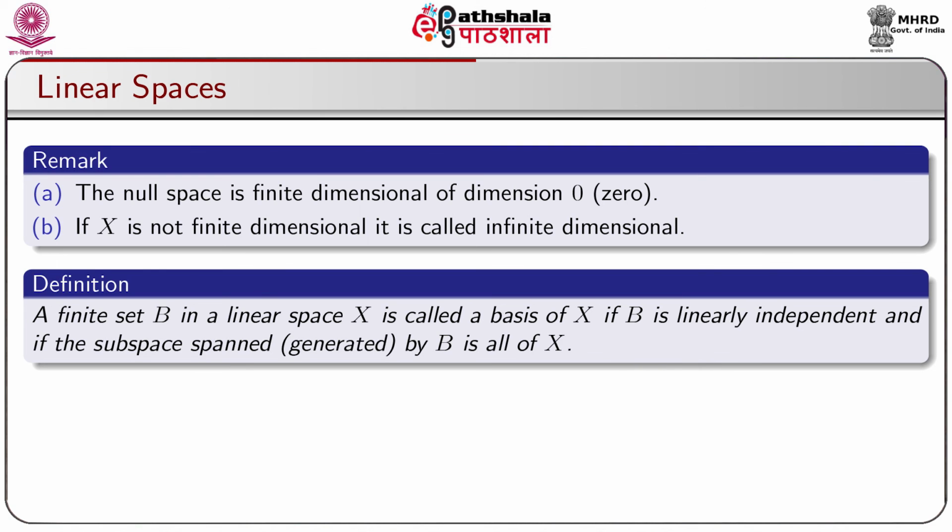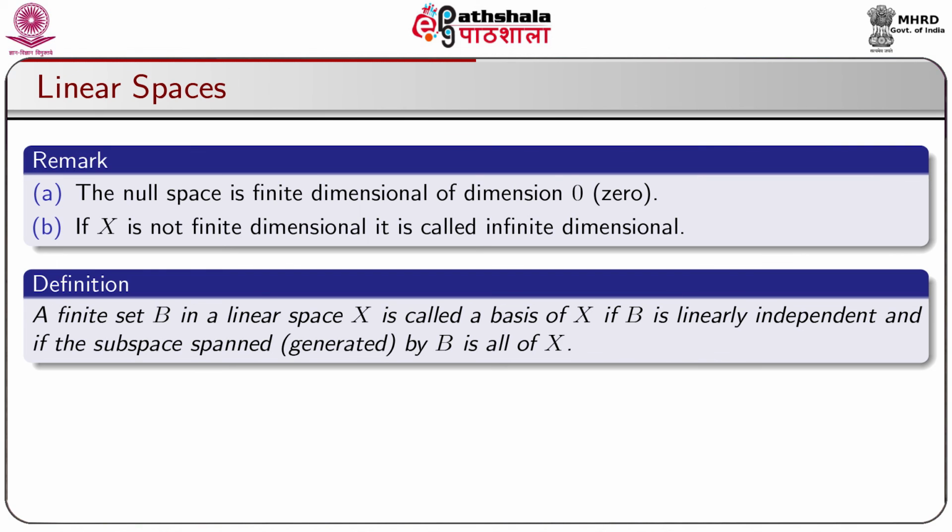Now, in case of the real numbers, the dimension of R is equal to 1. The dimension of C over the field of complex numbers is equal to 1. The dimension of C over the field of reals is equal to 2, and the spaces C[a,b], lp, and L infinity are all infinite dimensional.